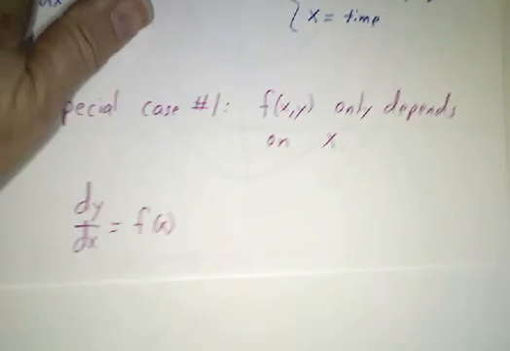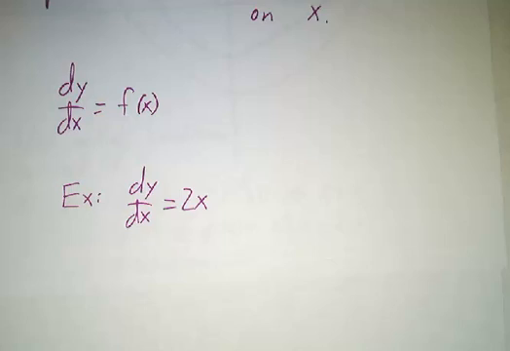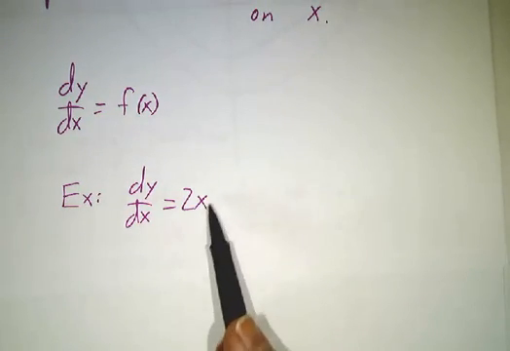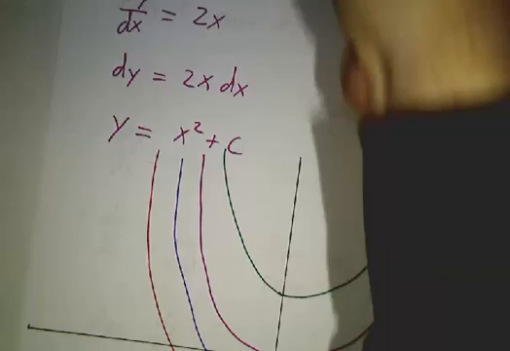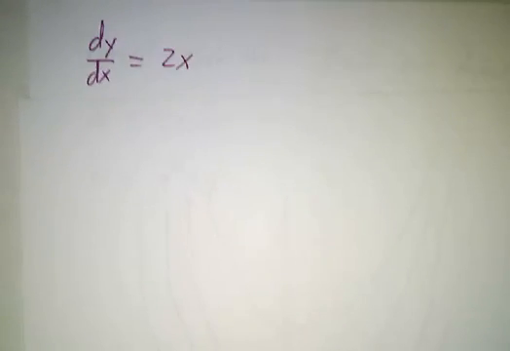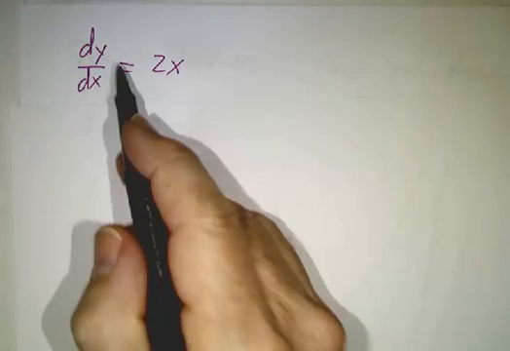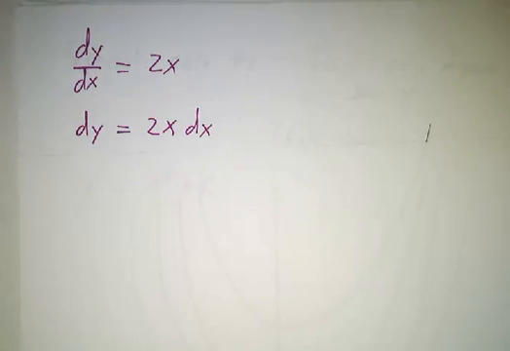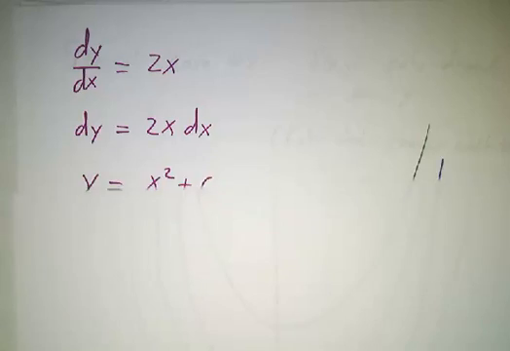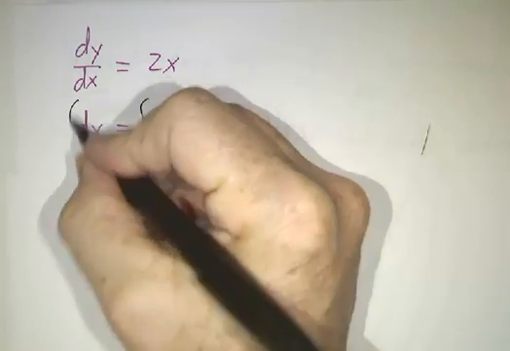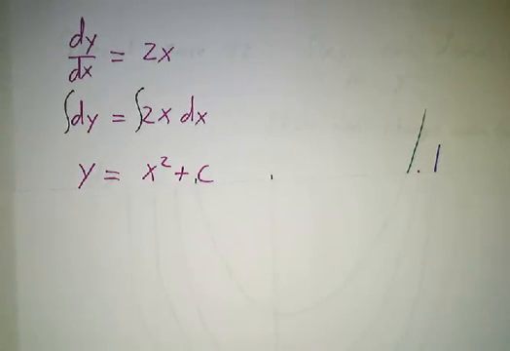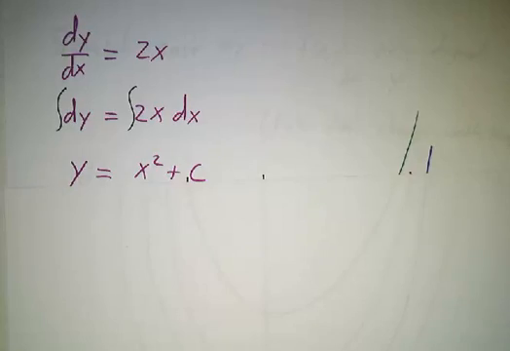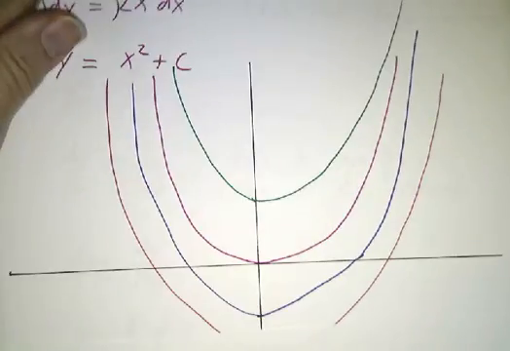So for example, you might have dy/dx equals 2x. There's no y in that equation. The right-hand side only involves x. Now that's pretty easy, and we've done a whole lot of that in our methods of integration section. All this is saying is the derivative of y is 2x. So dy is 2x dx. We integrate both sides, and we say, oh, y is the antiderivative of 2x, which means that y is x squared plus a constant.